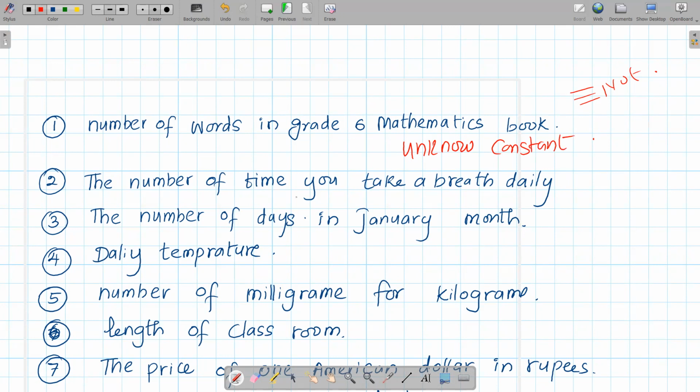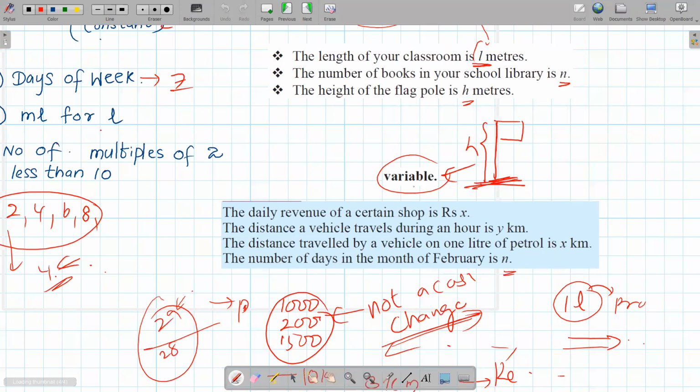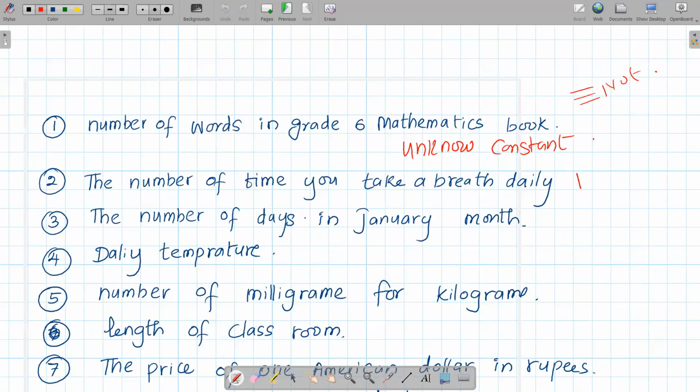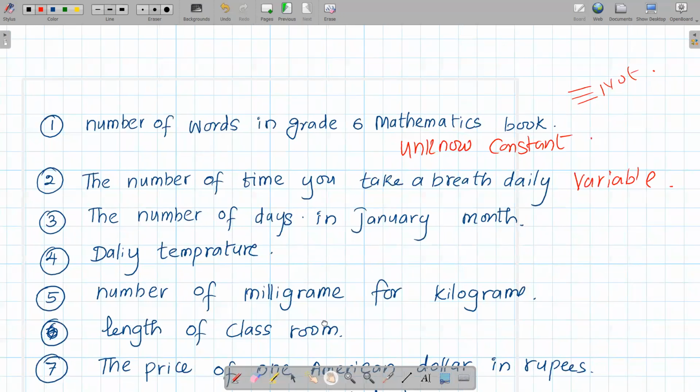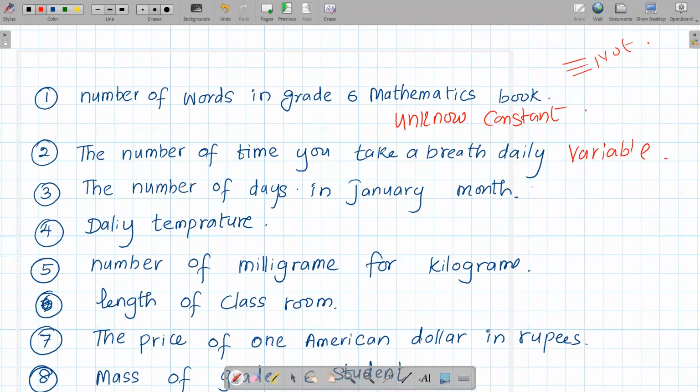The number of times you breathe daily. Per day, it's changed, no? The value changes, so what do we call it if it is changed? We are calling it variable. The number of days in January month. It's not changed, it's constant all the time, 31 days for January. So you can say non-constant.